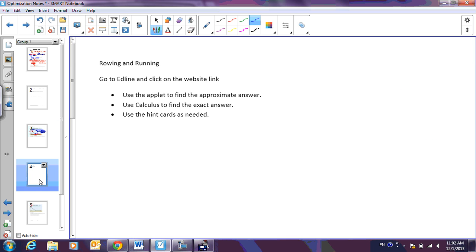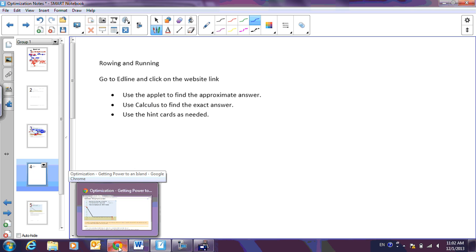Let's move on to another problem. The second one we did was rowing and running. And if you're like, I don't have this paper, it's okay. Just write it on notebook paper. You don't need this copy. There's not much on there. Everything you really need is on these applets.